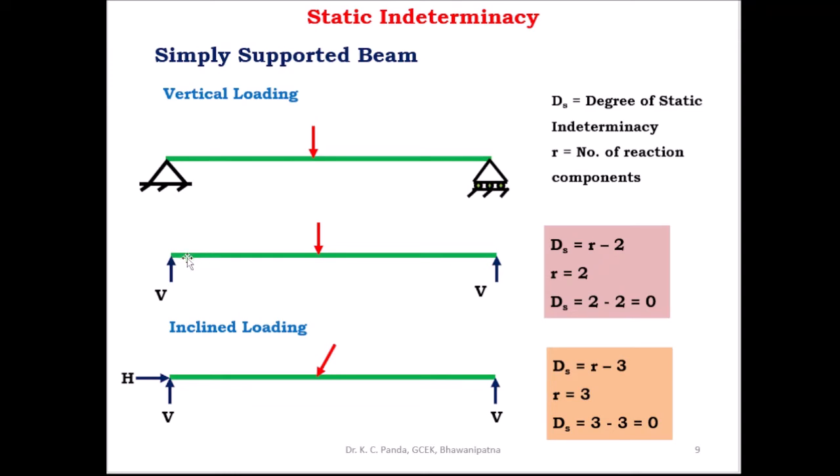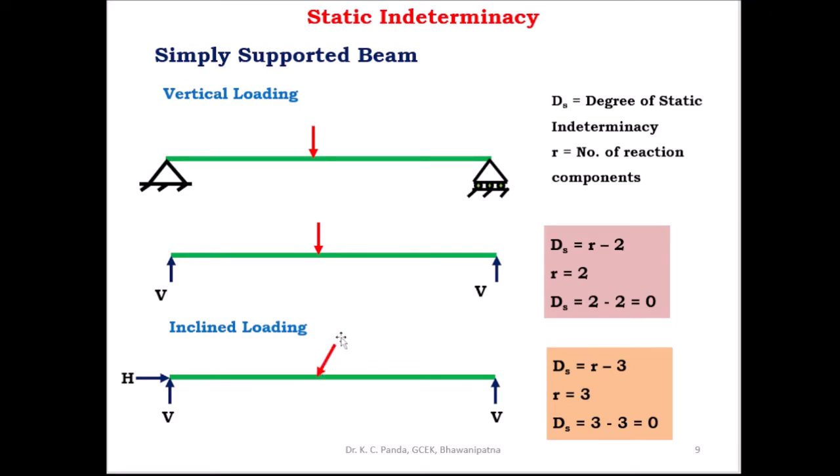In this case the degree of static indeterminacy can be found using the expression ds is equal to r minus 2, because here you have to consider only two static equilibrium equations: summation of vertical force is equal to 0 and summation of moment is equal to 0. Here there are two reaction components, so the degree of static indeterminacy is equal to 2 minus 2 is equal to 0. This is a determinate structure.